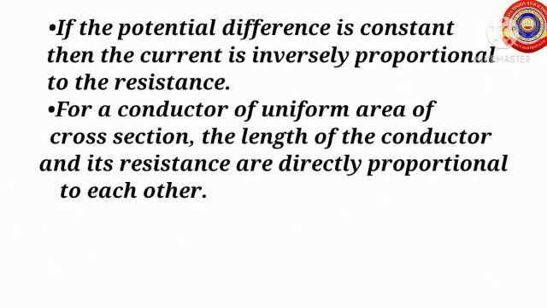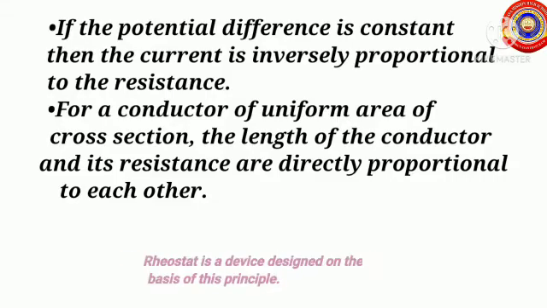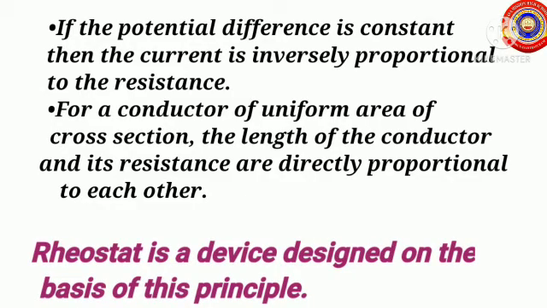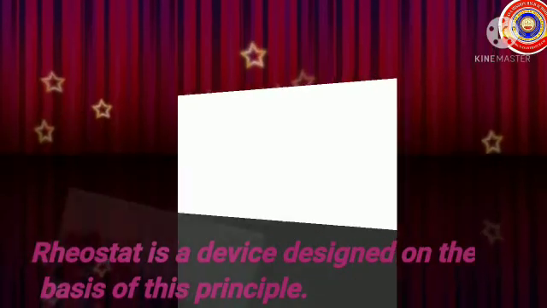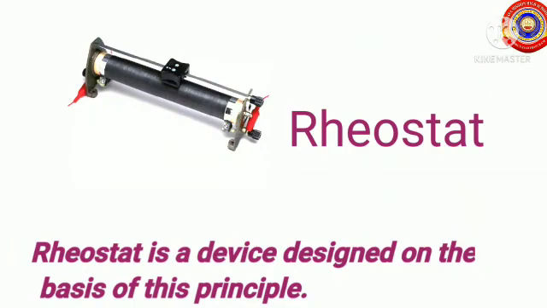If the potential difference is constant, then the current is inversely proportional to the resistance. For a conductor of uniform area of cross section, the length of the conductor and its resistance are directly proportional to each other. So, the rheostat is a device designed on the basis of this principle. That is, when length decreases, resistance also decreases.